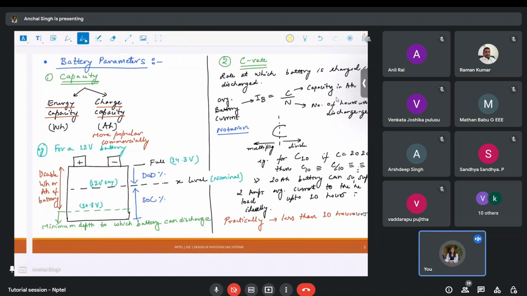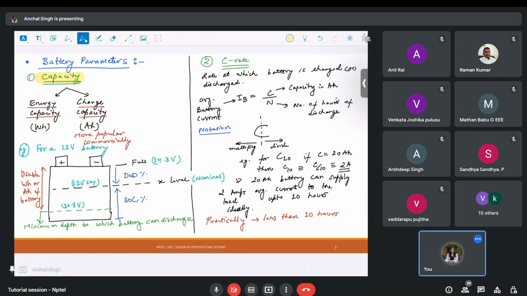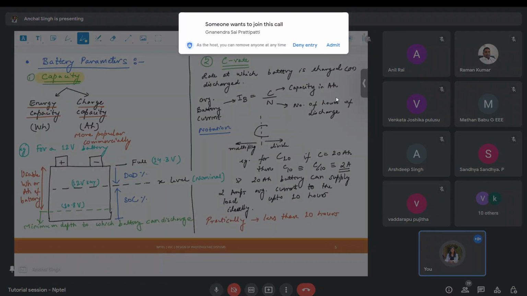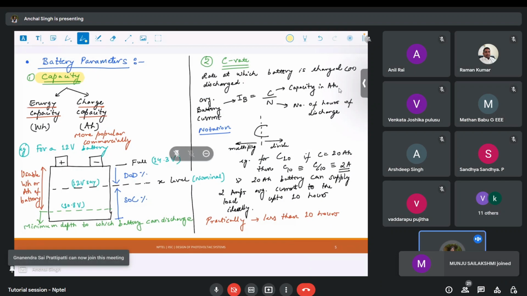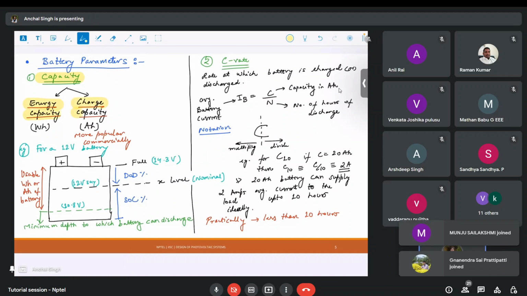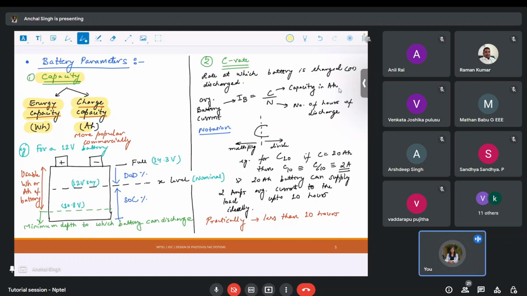Now, after selecting what type of battery you're using, primary or secondary, there are other parameters for the battery. In order to finalize the values of those parameters, we need to understand their meaning. The first parameter is the capacity of the battery. The capacity can be expressed in two terms: energy capacity or charge capacity. Energy capacity is in watt hours, and charge capacity in ampere hours.